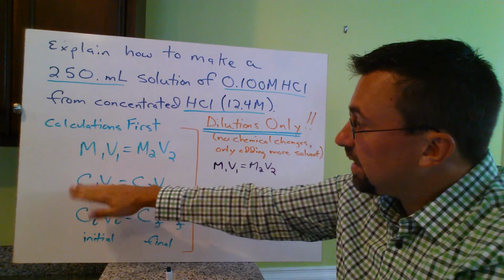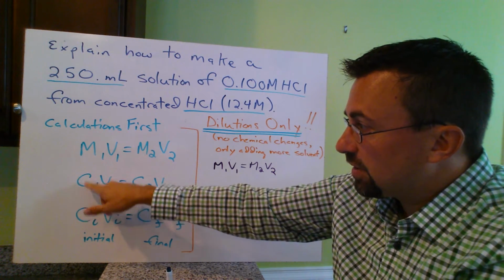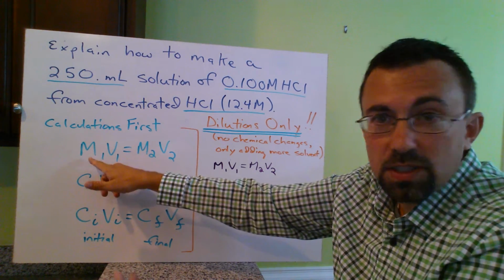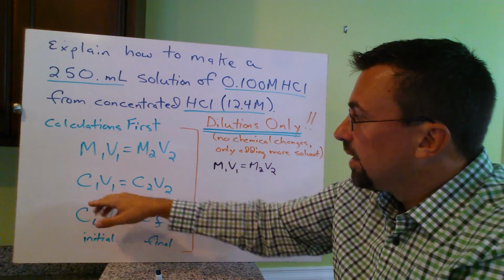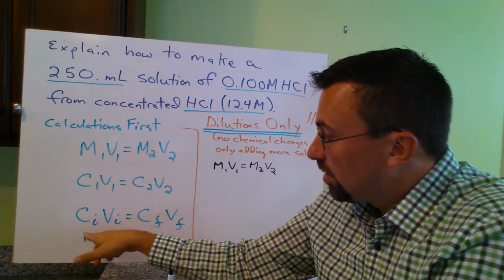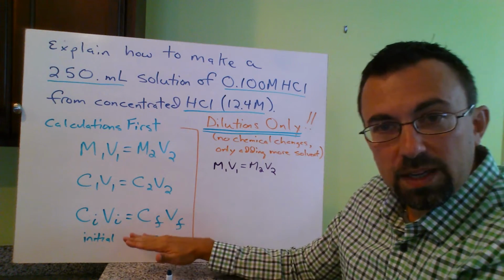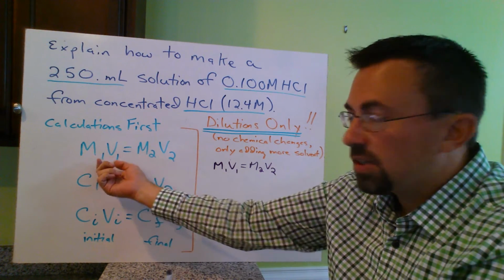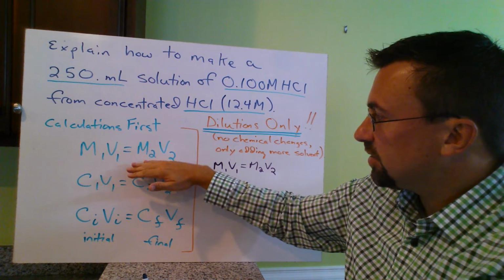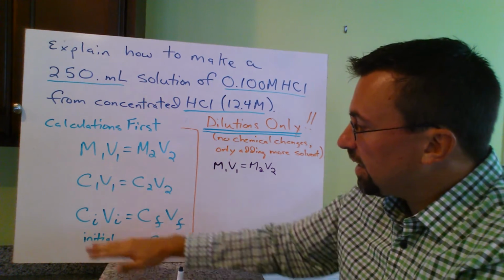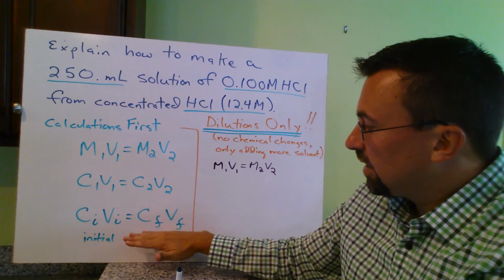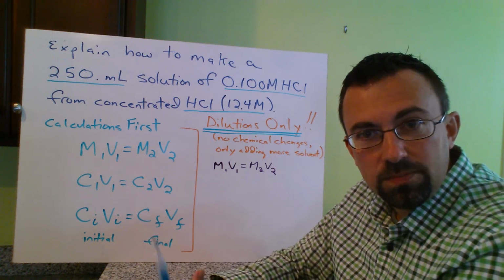Sometimes you'll see it more generically as concentration as opposed to molarity, because you can really use any unit of concentration you would like here. And then I still use 1s and 2s, but I actually like the I and the F better, because this is condition set 1 or time 1, and this is condition set 2 or time 2. If you think about it as initially versus your final solution, that goes well.